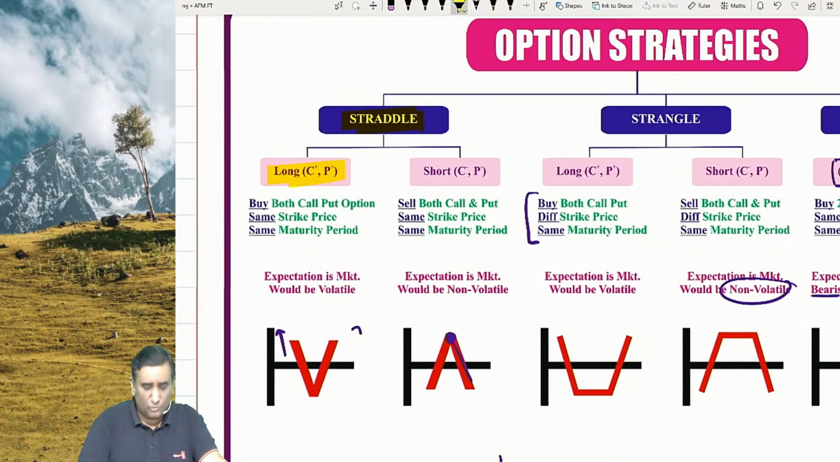Long is call and put holder. When I expect, for example, elections, or when the Idea board meeting was there, ideally someone should have taken C plus and P plus both. No matter what side the movement comes, he wins on both sides.